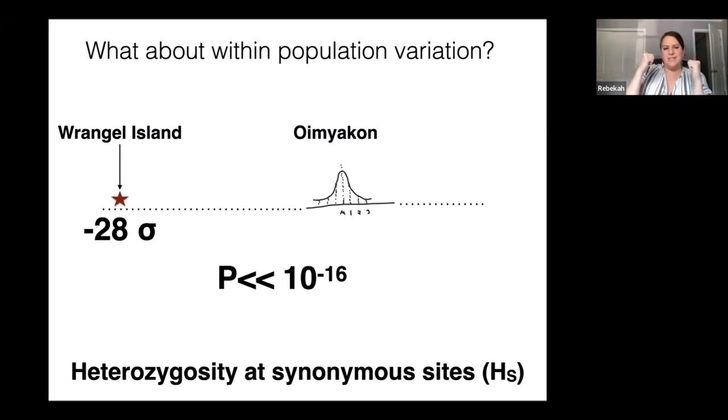Your Wrangel Island mammoth is 28 standard deviations below the Oymekon mammoth. That means it is just flat out not possible that these two mammoths could come from similar populations operating under similar evolutionary dynamics. They are too freaking weird on this island to be from any kind of population that's similar to what was present on the mainland further in the past. Not matching the specific mutations, but just the level of genetic diversity, right? So this says it's not possible.